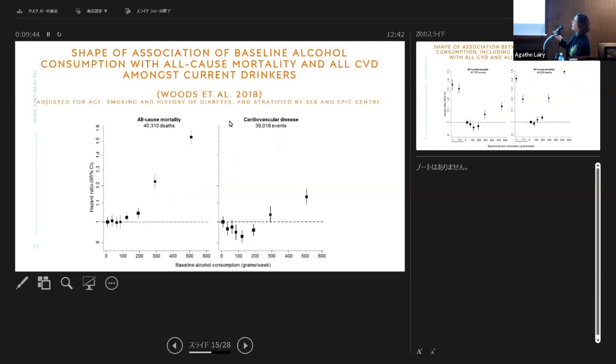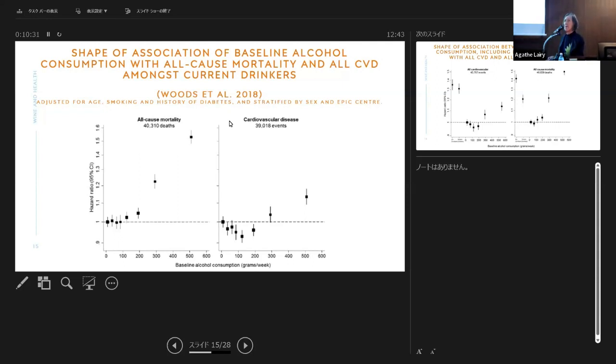This is one of the more recent papers from Wood et al. in 2018. Now, the Wood et al. paper didn't actually say in their conclusions that there was a J-shaped curve. In fact, their conclusions in the front of their paper failed to show this particular graph, which was found only in the supplementary information. That still shows a J-shaped curve adjusting for age, smoking, history of diabetes, and stratified by sex and EPIC center. And you can see here, this is a very, very nice, sharp J-shaped curve. Here they argued that cancer had more of an effect, but again, there is still a J-shaped curve.